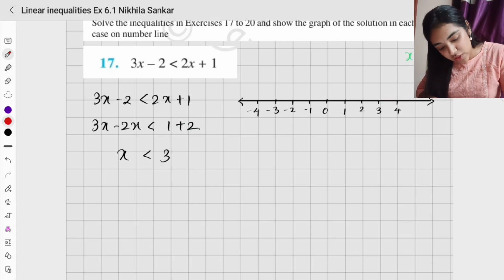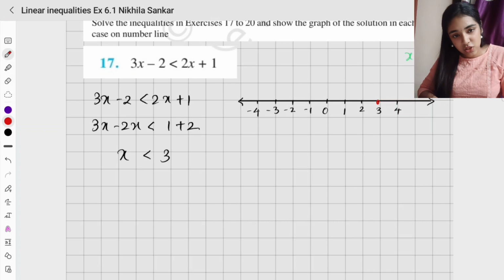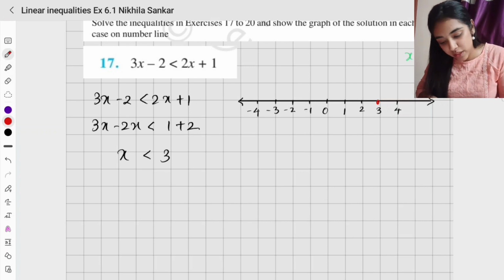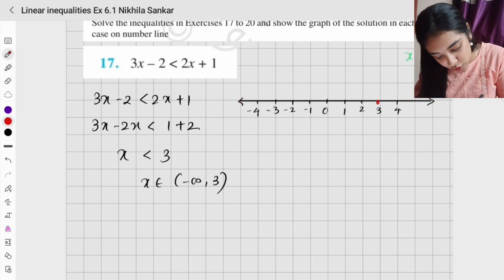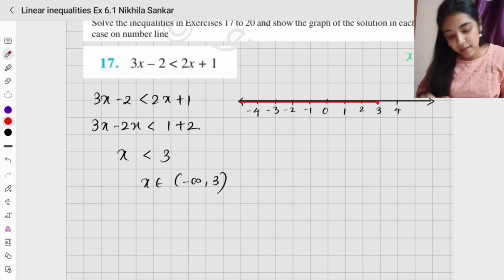Now the value of x is 3. So it is going to be this value. It is less than 3 and it does not include 3. So it is going to be all the values until minus infinity. So what is my solution? x belongs to minus infinity to 3, not including 3. So how does my solution look? It is going to look like this. Okay, so this is my solution. Please copy.